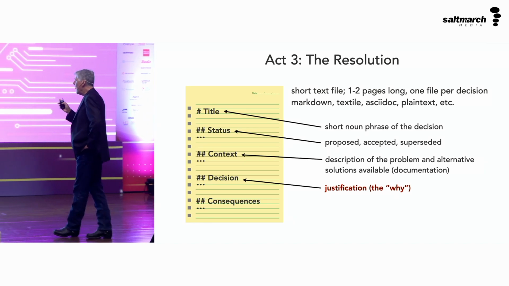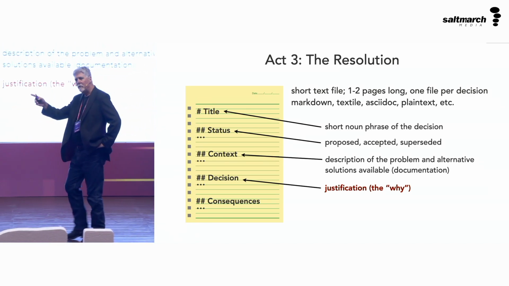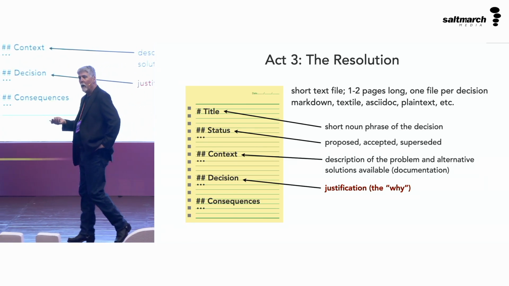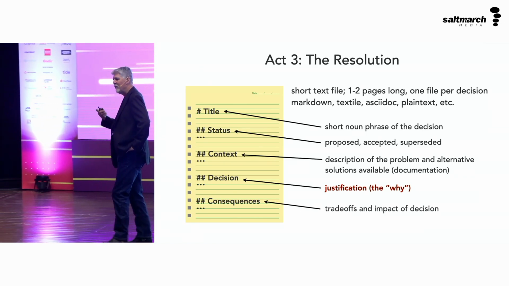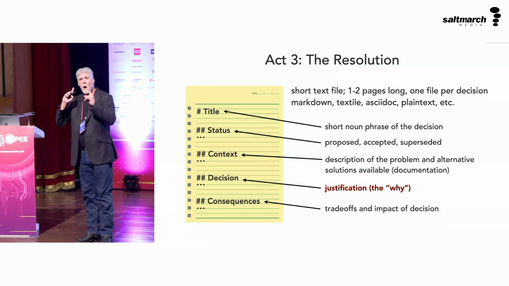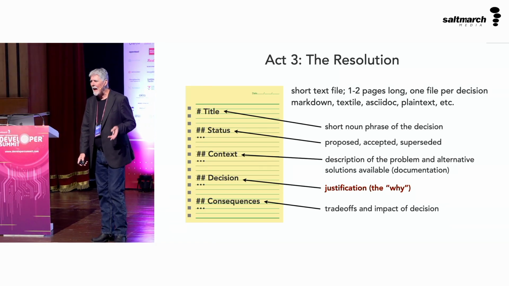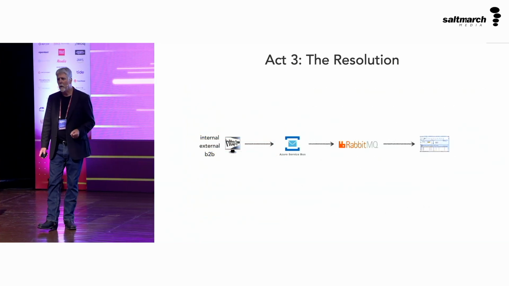Now, the decision is the justification. Here's my decision. Here's why I chose to use async with Michael. And in the consequences section, this is where I usually outline the trade-offs that I was either communicating with the stakeholder or arguing with myself. And that's what an ADR is. I have an idea. Let me show you an example of one.